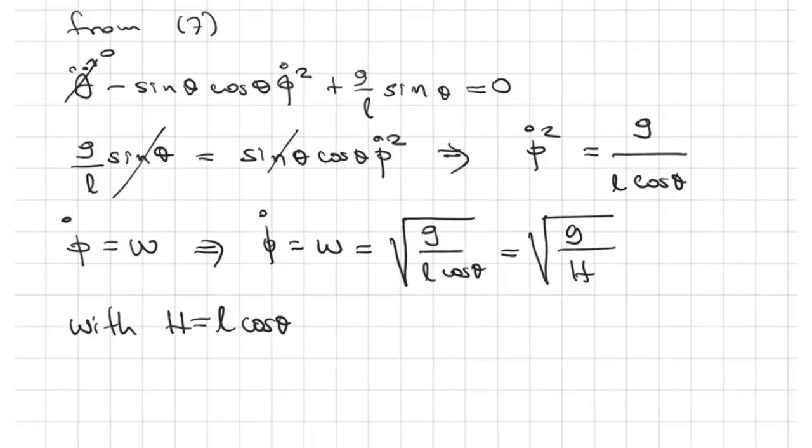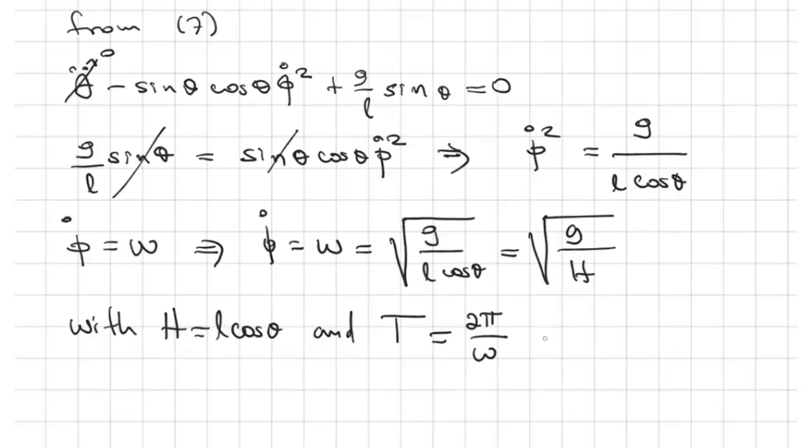This is the frequency of the pendulum, and the period T is equal to 2 pi divided by omega, that's equal to 2 pi times the square root of h divided by g. Yeah, that's the period of the pendulum.